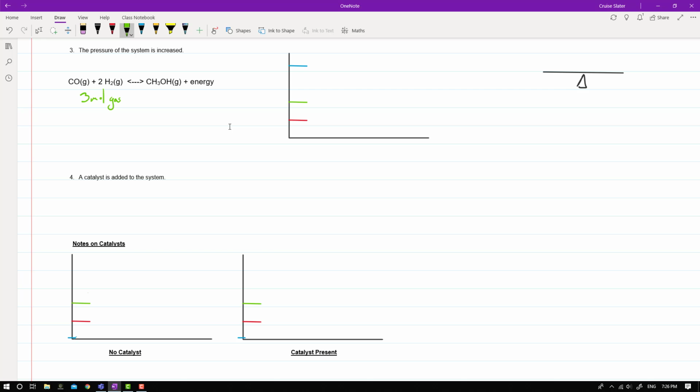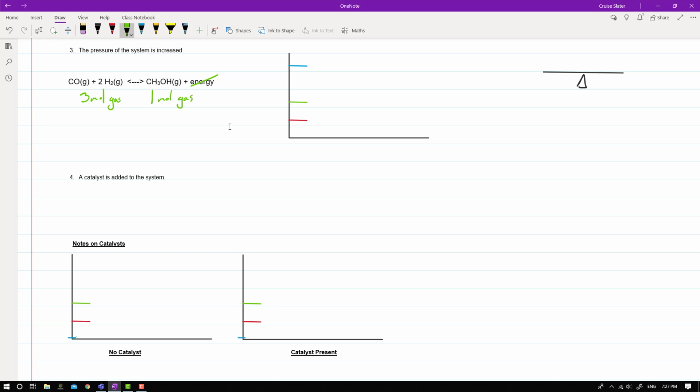On the right-hand side of the equation, we have 1 mole of methanol. So 1 mole of gas. And the energy doesn't matter in this case when we're dealing with pressure. We're just looking at the moles. The energy will be affected, but it doesn't matter when determining which way the reaction goes.